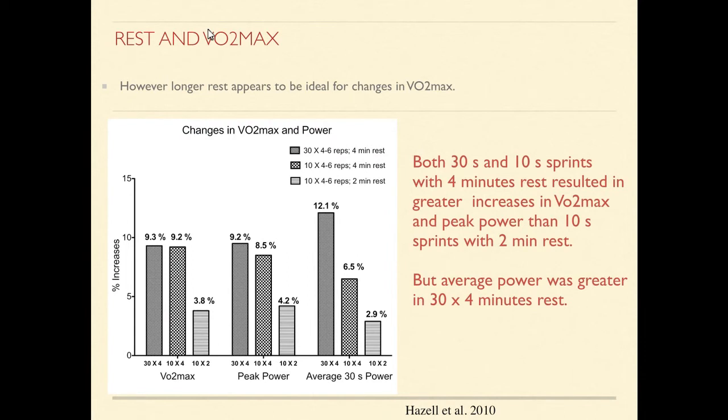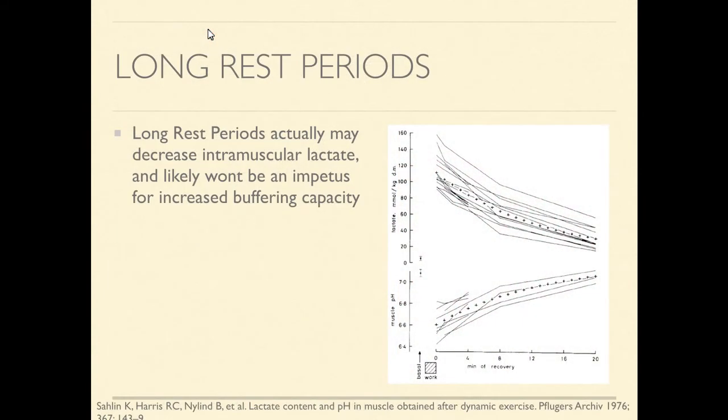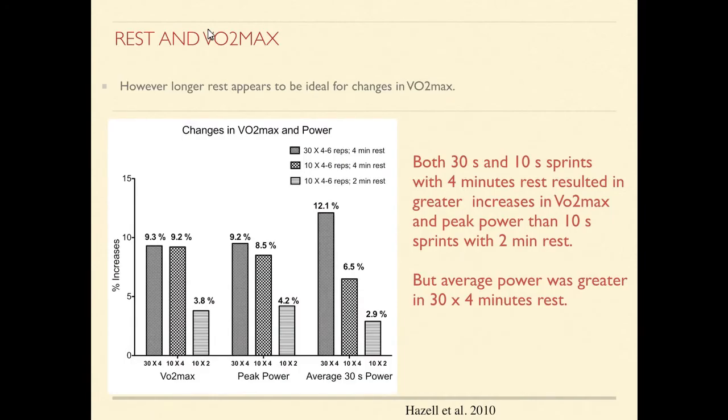But one thing I want to point out is that VO2 max seems to be affected mainly with longer rest periods between sprints may be better. So this is a study by Hazel, and basically if you look at VO2 max changes, they had one group do 30-second all-out sprints for 4 to 6 reps with 4 minutes rest. You can see that's the first graph. They got a 9.3% increase in VO2 max.